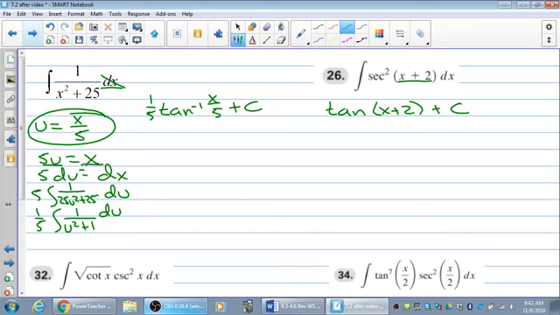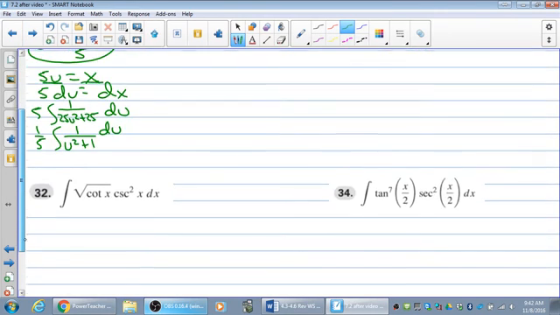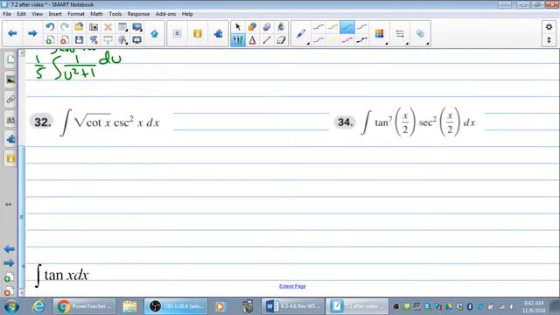Anyway, number 1 through 6 in your homework is just like that. They're not asking you to use substitution, they're just asking you to take the integral. All right, number 32, what should we let u equal? Do we see a function and its derivative in this? I do. What should we let u equal?